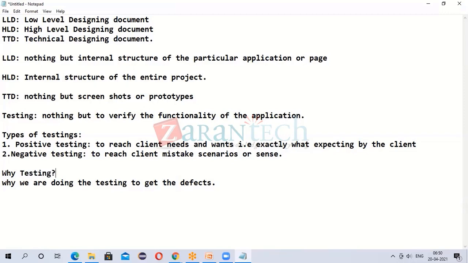Why testing? This is an important question. When you go for any interview, this is an important question. Why testing? We are doing the testing to get the defects. So in this way, you have to handle the question. We are doing the testing to get the defects. That's all.